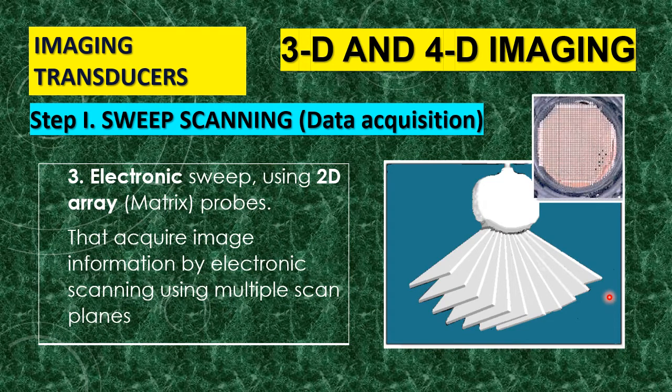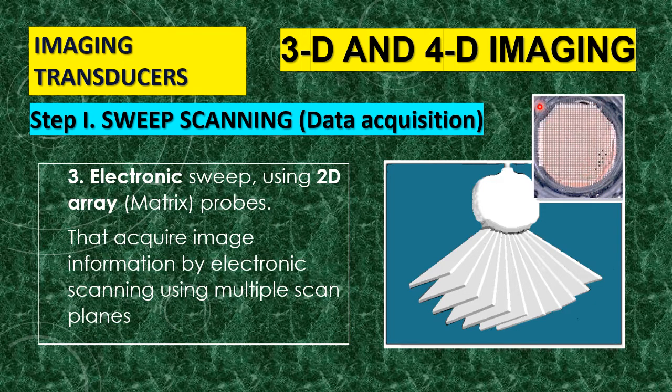Now we come to the electronic sweeping. Electronic sweeping is what? Like I told you, we have the 2D probe. It should be the 2D array probe. So the active elements are arranged in many rows and in many columns. They are almost the same number. That's why they're giving 2D. So the 2D electronic probe has multiple crystals.